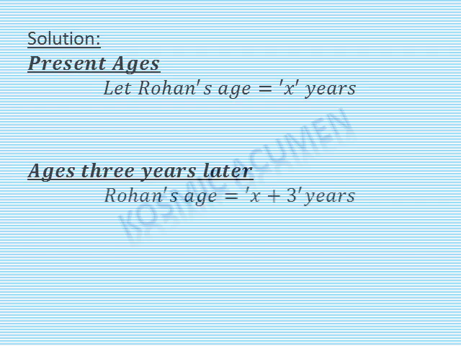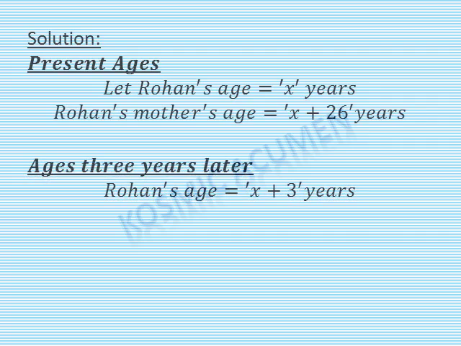Now they have given Rohan's mother's age in terms of Rohan's age. What is it? They are stating that Rohan's mother is 26 years older than Rohan. So Rohan's mother's present age will be x plus 26 years. And her age after 3 years will be whatever her age is at present, we will add 3 years to that age. So Rohan's mother's age 3 years later will become x plus 26 plus 3 years, or x plus 29 years.